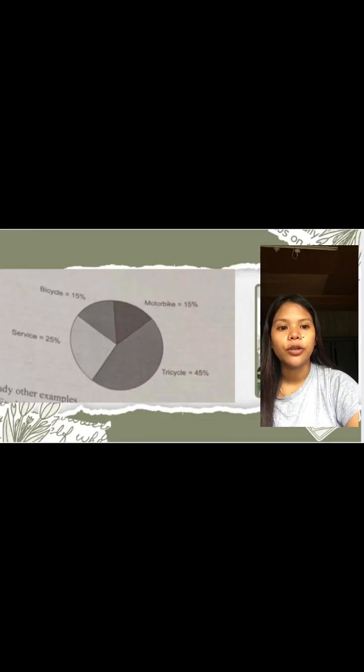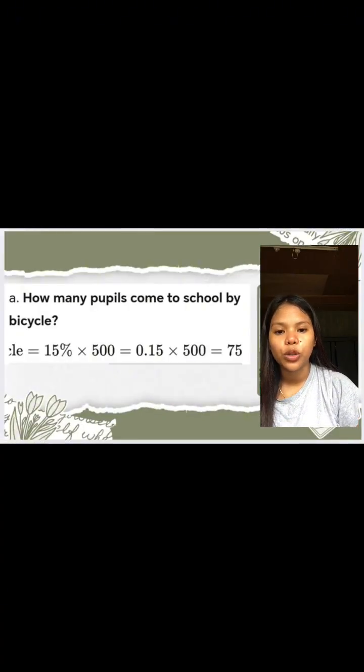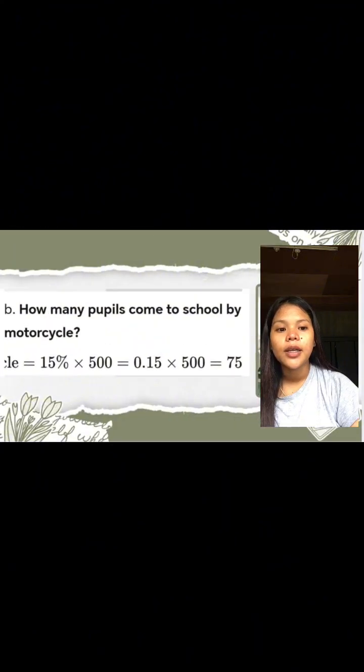Let's calculate the number of pupils for each type of transportation, with 500 pupils in total. Letter A, how many pupils come to school by bicycle? To get this, 15% times 500 equals 75. Letter B, how many pupils come to school by motorcycle? The motorcycle is 15%. Times 500, the total is 75.